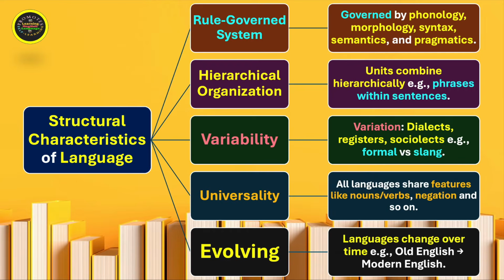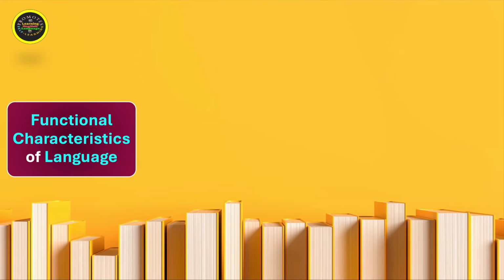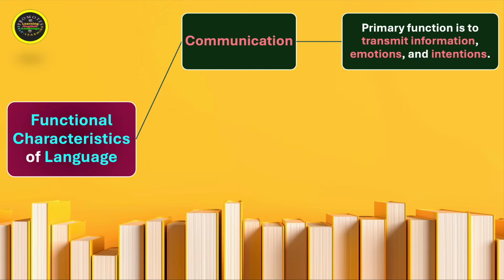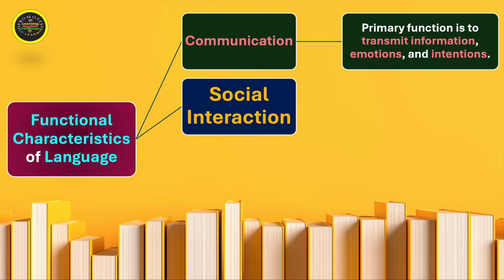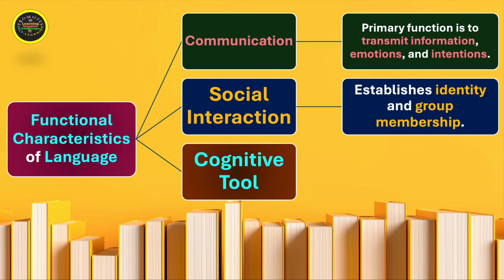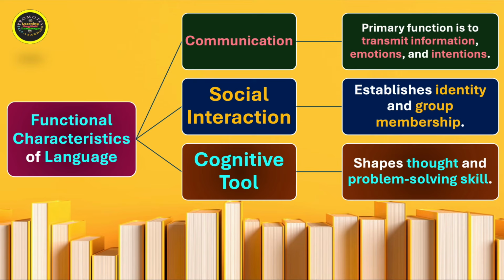We move on to the next idea, that is the third point of our discussion, functional characteristics of language. The first is communication. The primary function of language is to transmit information, emotions, and intentions, and this is the part of the communication. Then we have social interaction. Language helps us establish our identity and group membership. Then we have cognitive tool. Language shapes our thought and problem solving skill.